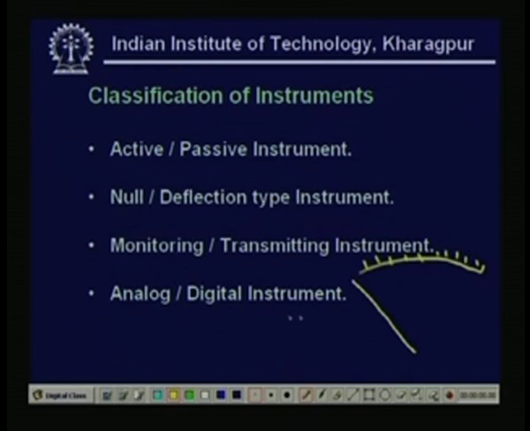So, in the case of an analog instrument, you will find there are infinite positions of the pointer. You can have many positions, whereas in the case of a digital instrument, this is not the case. In a digital instrument, the output varies in discrete form, it is not continuous.